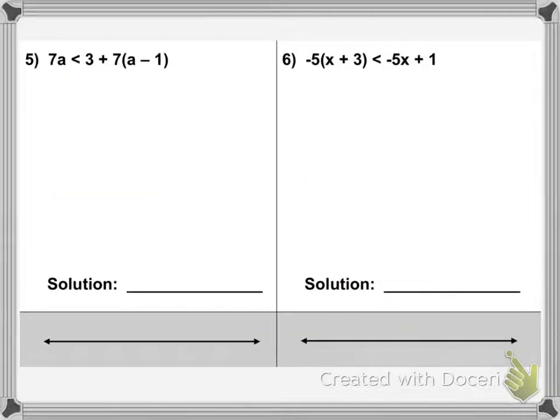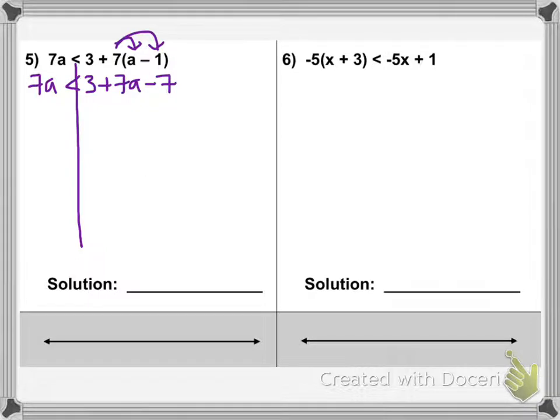All right, we got a few more. Let's draw our line. This time we have parentheses, so we're going to distribute that 7 to the a and to the -1. So we've got 7a on the left, bring down your less than, 3. Now let's distribute. 7 times a is positive 7a. 7 times negative 1 is negative 7.